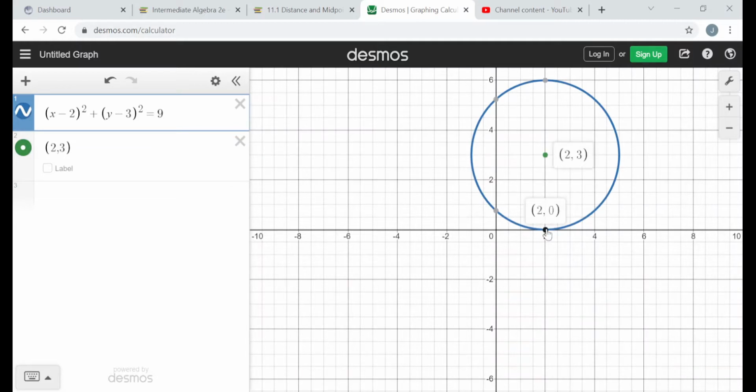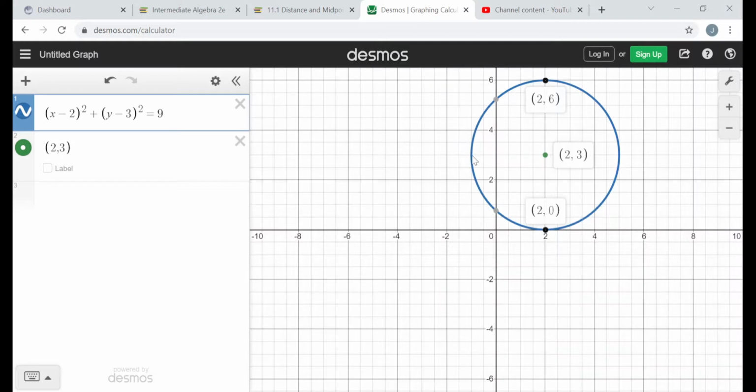And we said this was 2, 0, right? The 3 units below, and we had that on our graph. This should be 2, 6, right? 3 units above. Then this should be 5, 3, right? 3 units to the right. And this should be negative 1, 3, right? 3 units to the left.